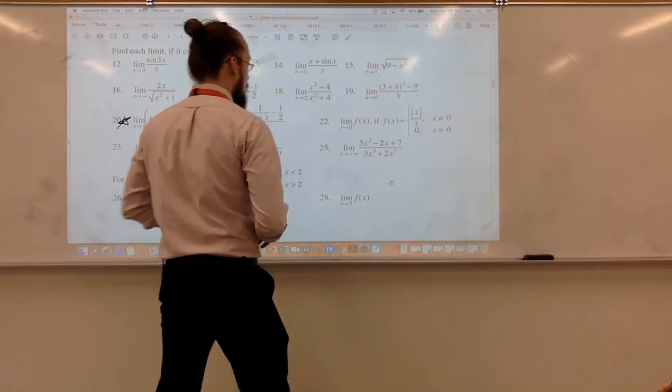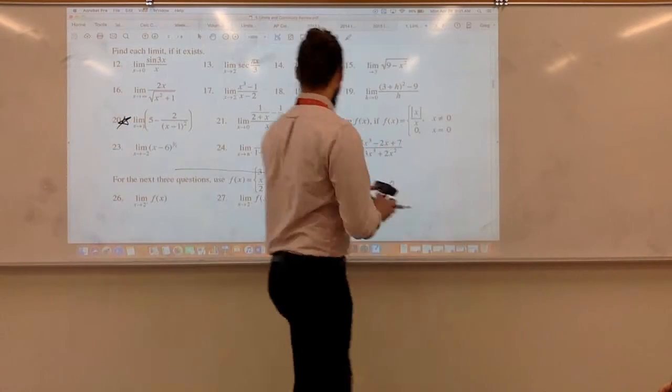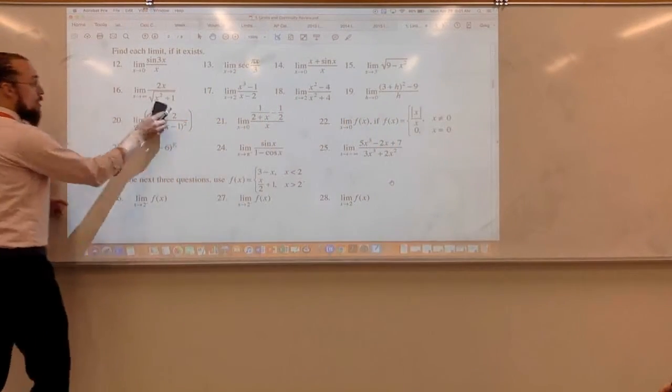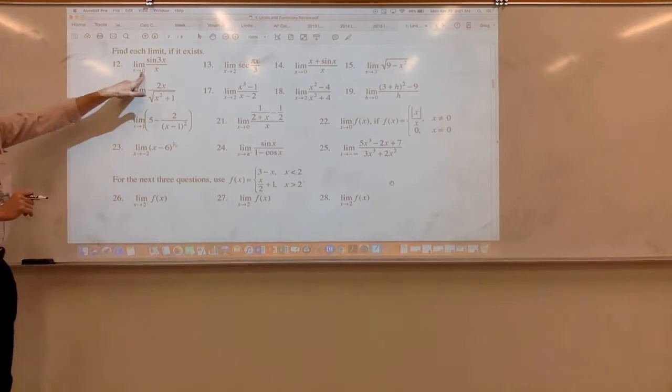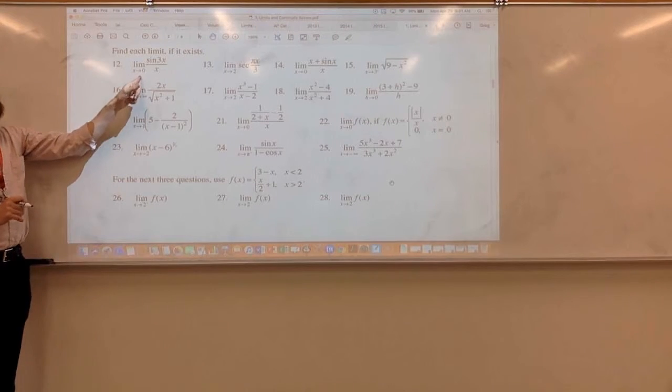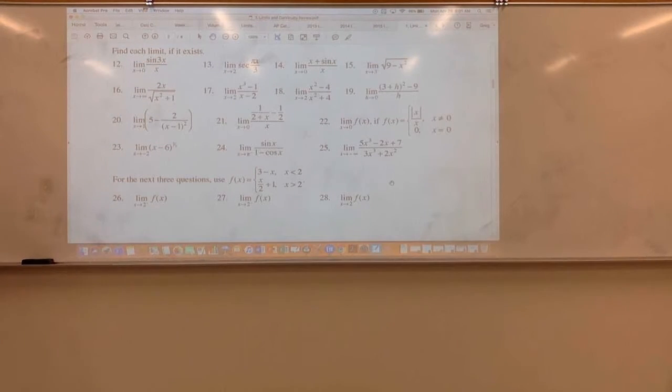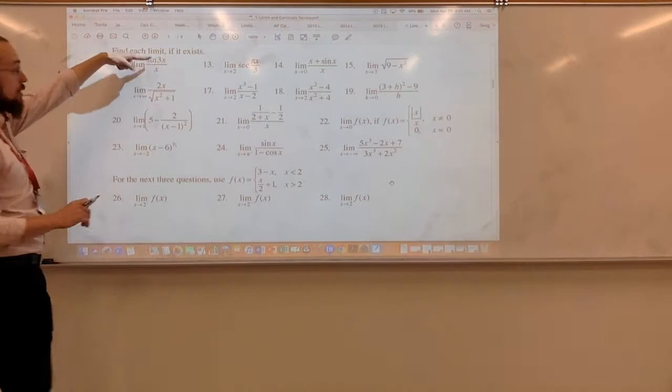We're not going to have time to go through all of these, but let's go through a couple of them. On number 12, the limit as x approaches 0 of sine of 3x over x. The first thing I need to do is plug in the x value. It's always what I should do first. If I plug in 0, it's sine of 3 times 0, which is just sine of 0. What's sine of 0? Sine of 0 is 0. So I would get 0 over 0.